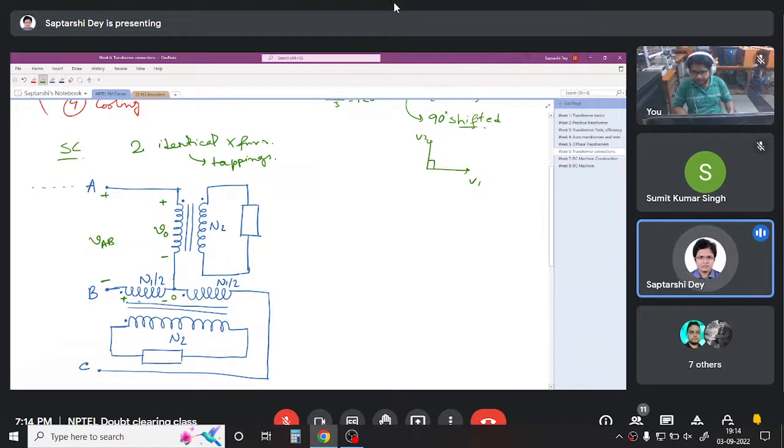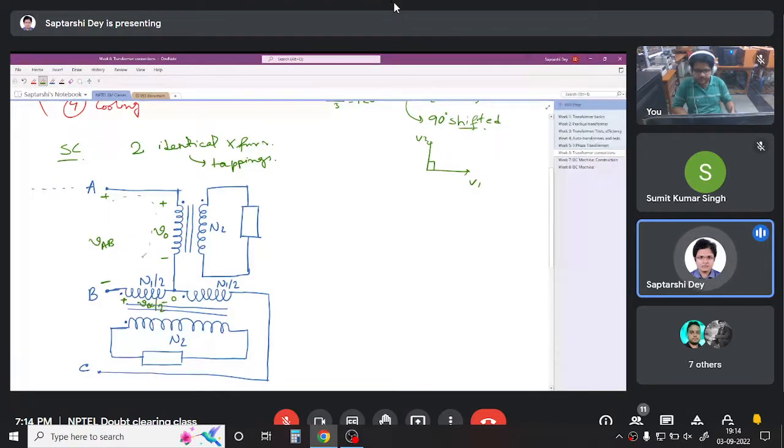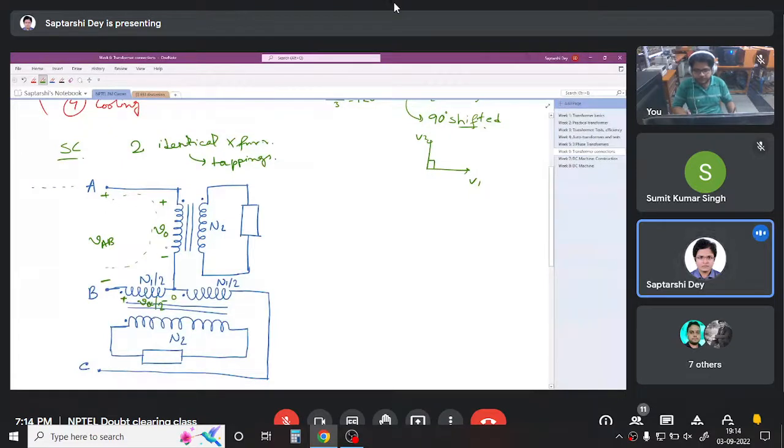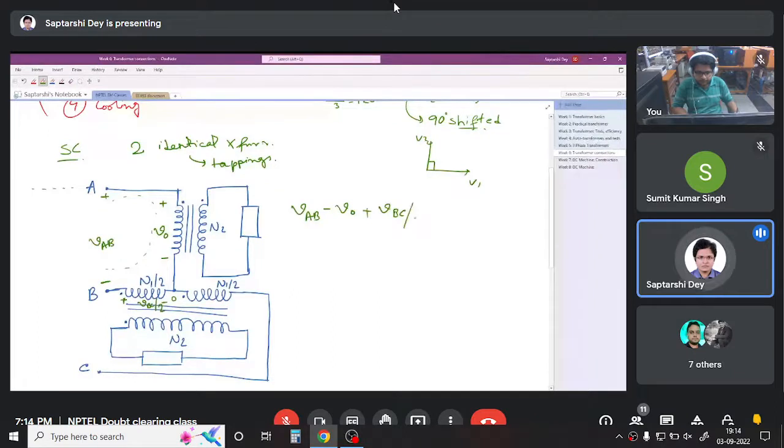Now we will apply KVL here and find out how much voltage is there across V0. It will be VAB rising, minus V0 dropping, plus VBC by 2 equal to 0. So out of this we have V0 equals VAB plus VBC by 2.